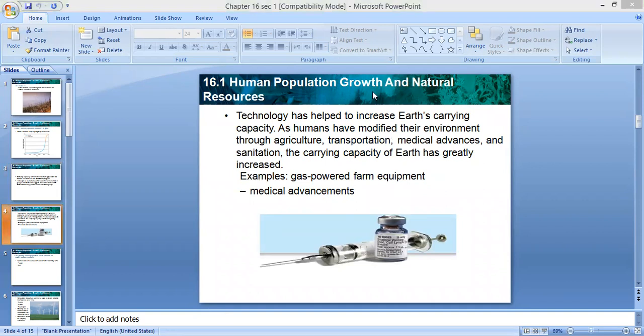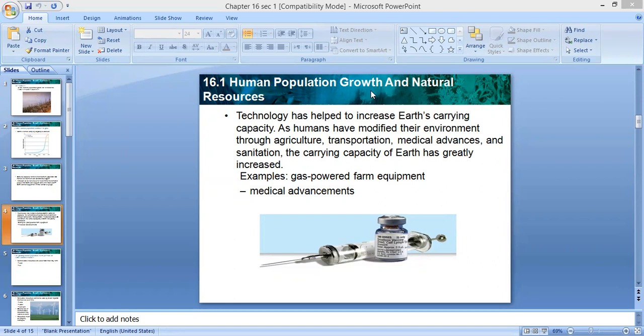Imagine you have an area and the number of the population of humans is increasing, so the area is still the same. It doesn't increase. But the technology helps in increasing the carrying capacity. Anyone have an idea how this happened? What technology do we have? We have technology in transportation, technology in agriculture, technology in medical advances, okay? And this affected the carrying capacity. Like for example, gas powered farm equipment.